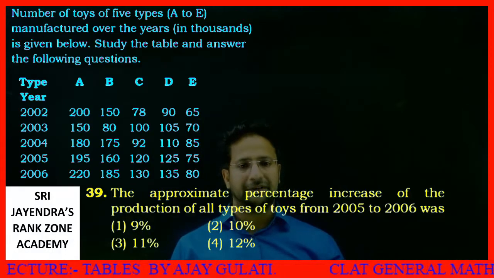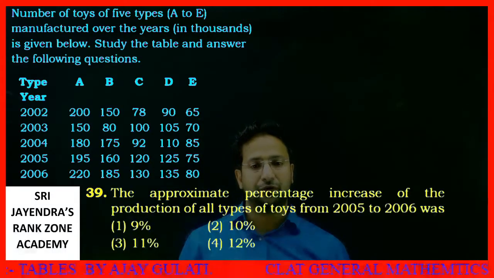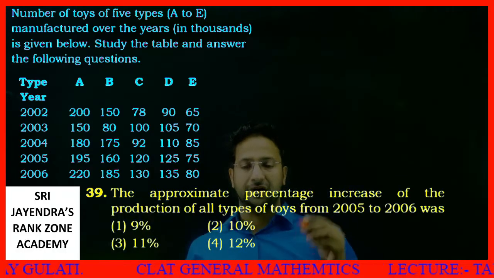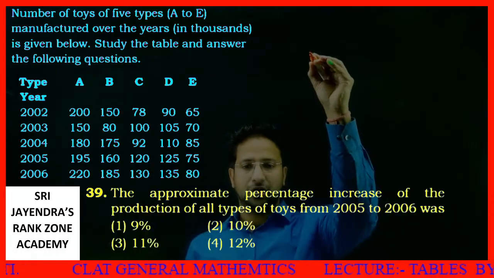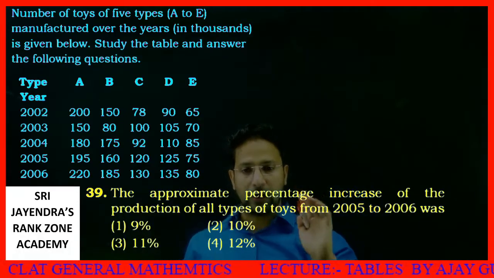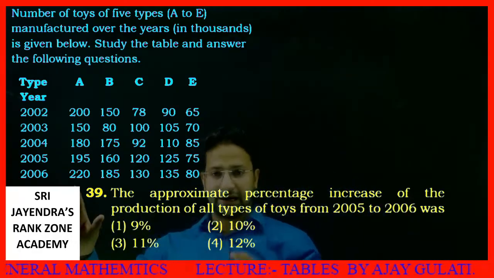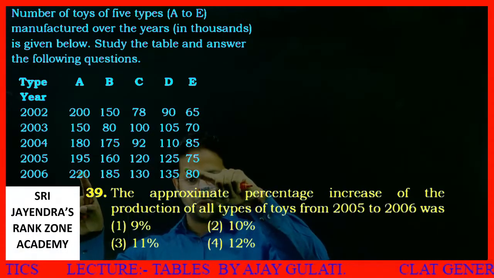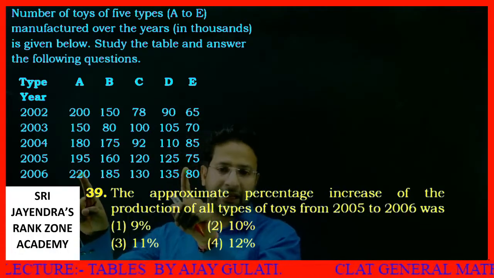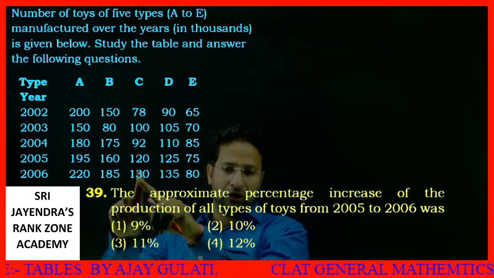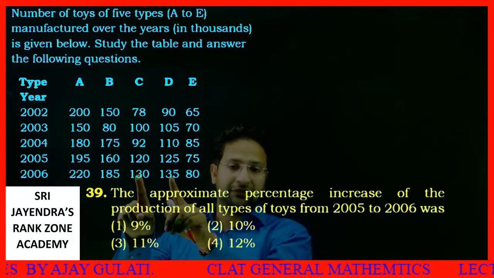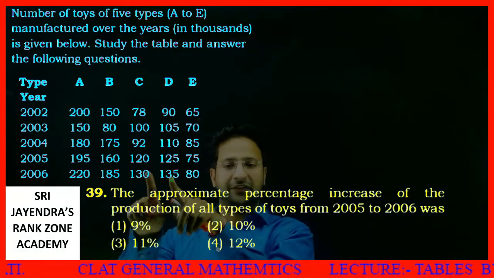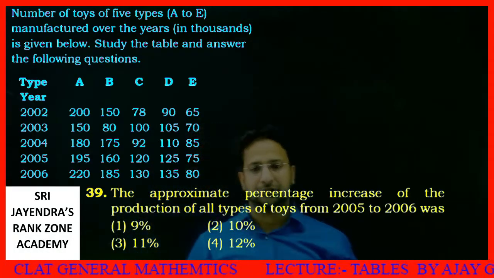The approximate percentage increase of the production of all types of toy from 2005 to 2006 is, first of all, 2005. How much is it? 2005, 220. See how to add 220 plus 80. I'll add like this: 220 plus this 80, 300. Okay, 300. Then 430, 430 plus 135 will give me 565, 565 plus 185.